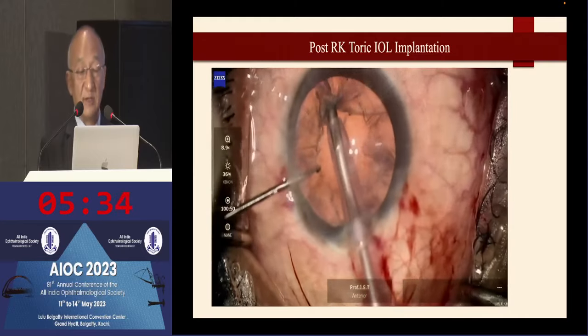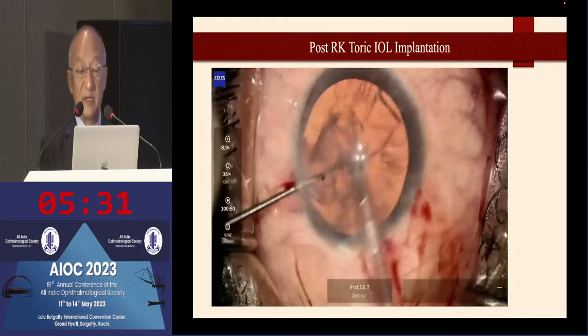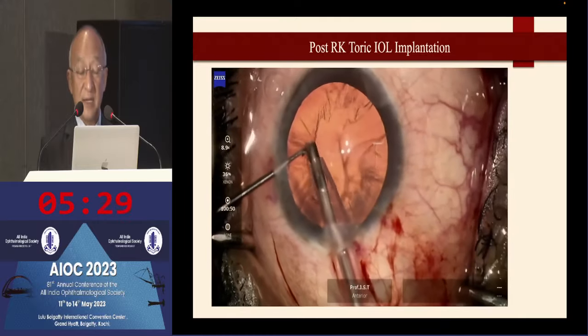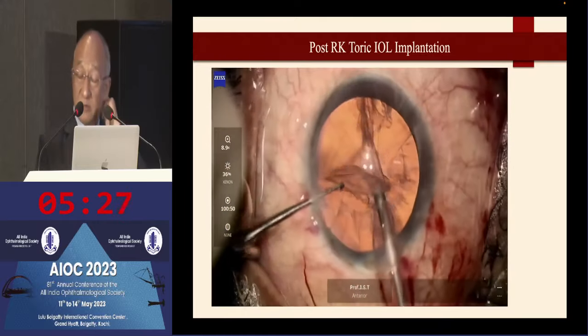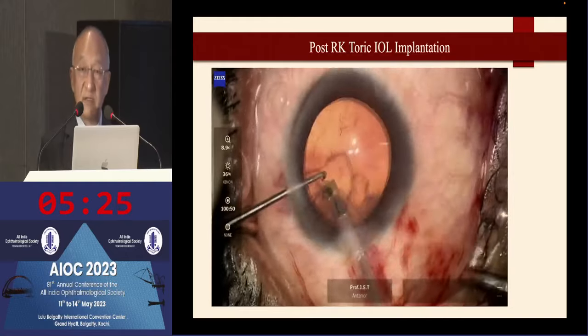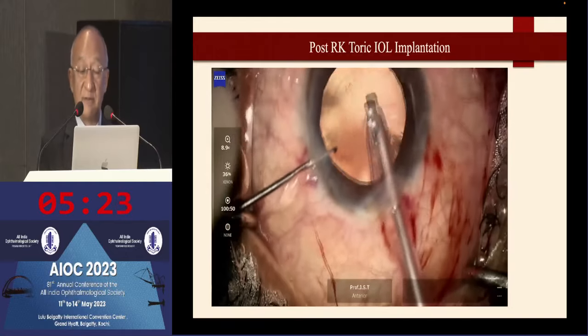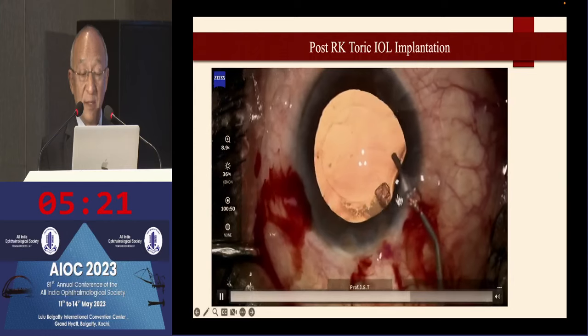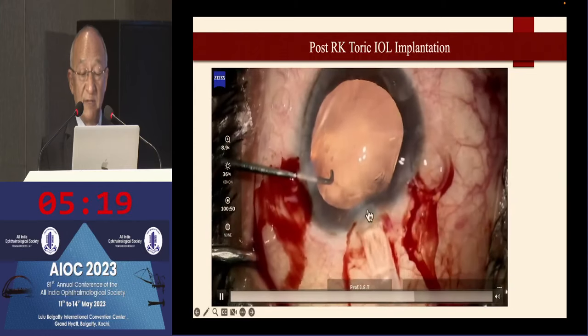Another important thing is to remove the cortical fibers and epicortex safely, and this will decrease the opacification, both at the anterior capsular margins as well as the posterior capsule. Inject viscoelastic. Now we'll inject the IOL.